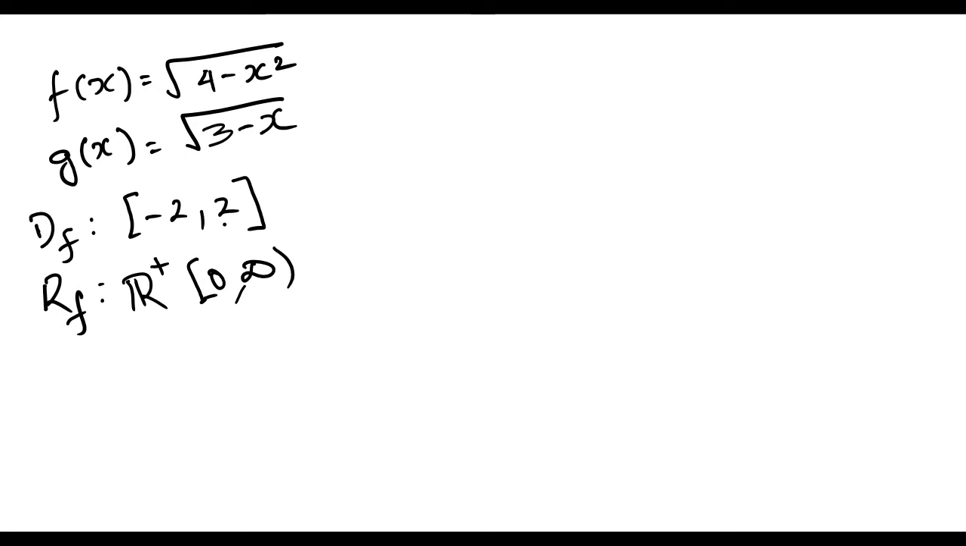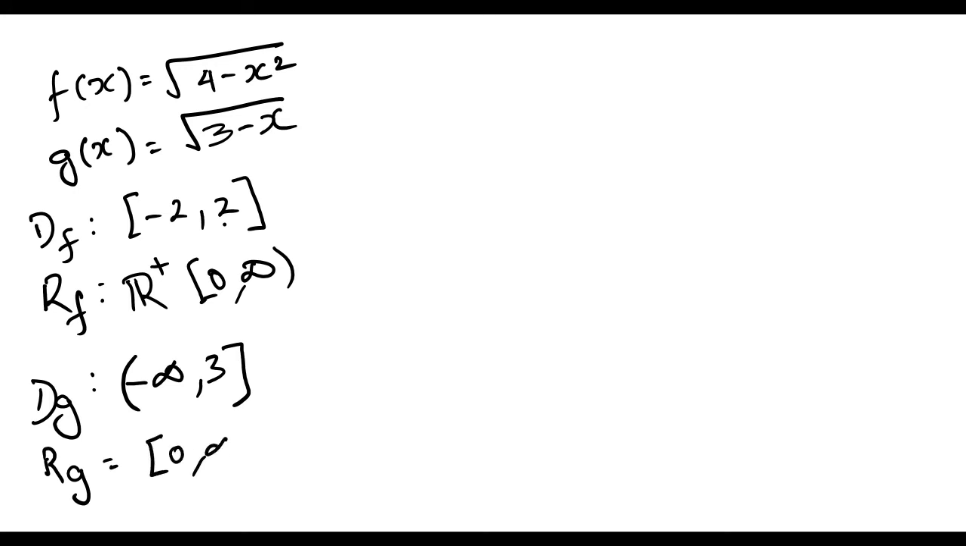Okay. And what's the domain of g? Domain of g is something very important here because of the square root again. So 3 minus x should not be a negative number. For that, x cannot be more than 3. Anything more than 3 would give you a negative number inside the square root. Therefore, domain of g would be all real numbers up to 3, including 3. And the range of g again would be all positive real numbers, which is 0 to infinity.